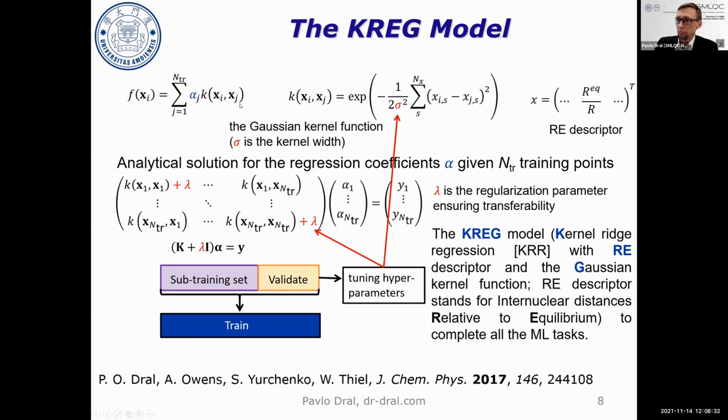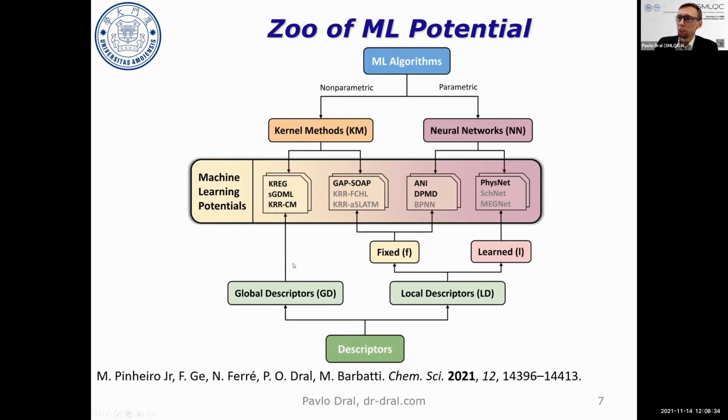And the question is, now we have all these different models. Do we need more models? And which model to choose, right?